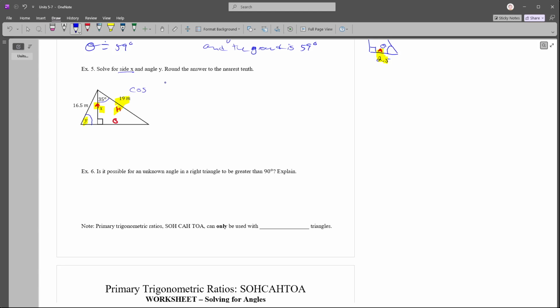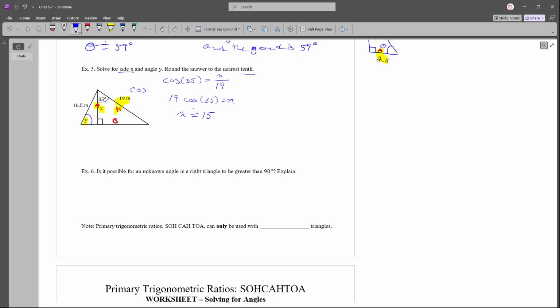Cosine. So what do we got? We got cos of 35 is going to be equal to our adjacent, which is x. Hey, that's what we're looking for. Over our hypotenuse, which is 19. So now we just need to solve for x. We cross multiply, and we end up with 19 cos 35 is equal to x. So x is going to be approximately equal to 15.6 meters because it's the nearest tenth.